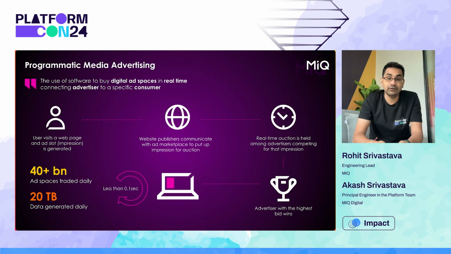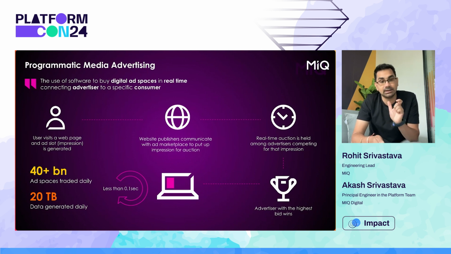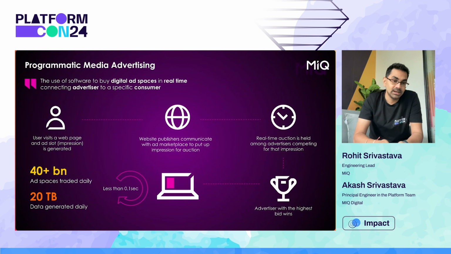But if you look at the third slot where the real-time auction is happening, this is where we come into the picture as a programmatic media advertising agency. We work with the advertisers to provide them the medium to do real-time analytics, modeling, and data science, and make sure that we are targeting the right user for the right personas, correct? And this is being done in 0.1 seconds or less than a millisecond, where we are trading almost 40 plus billion ad spaces. At the same point of time, we also generate 20 terabytes of data on a daily basis.